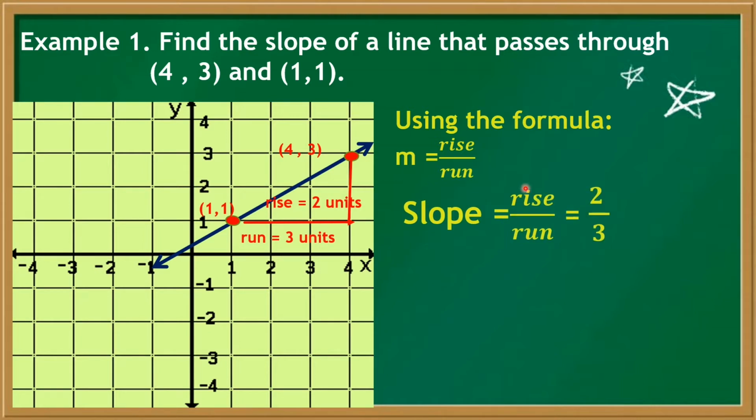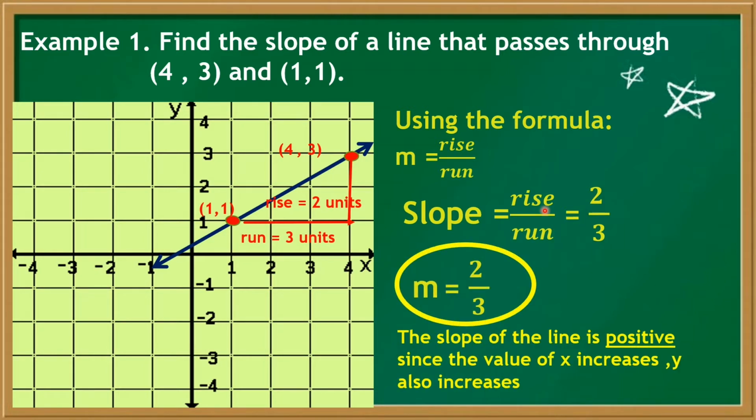Slope now is equal to rise over run. The rise is 2 and the run is 3. Slope is equal to 2 over 3. The slope of the line is positive since the value of x increases, y also increases. The line rises to the right, therefore the slope is positive.